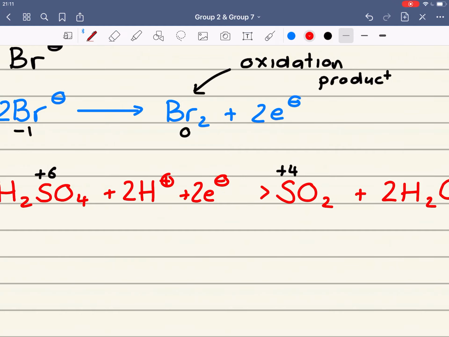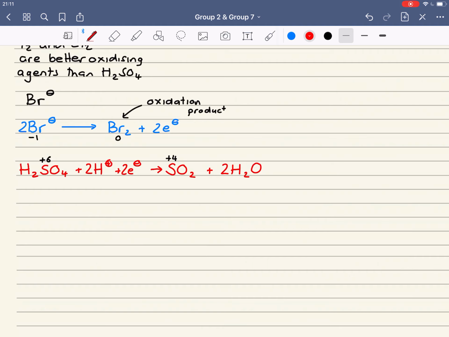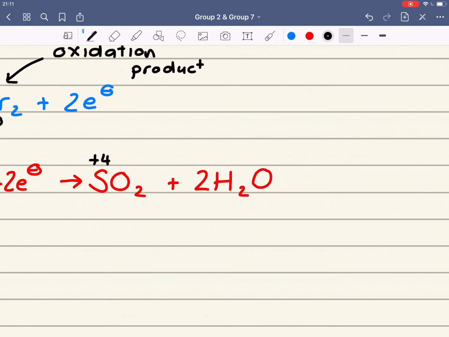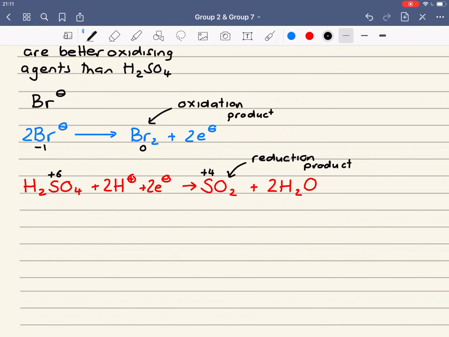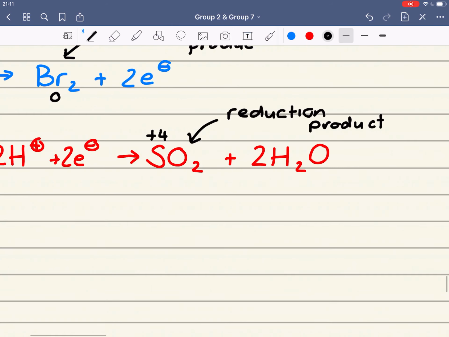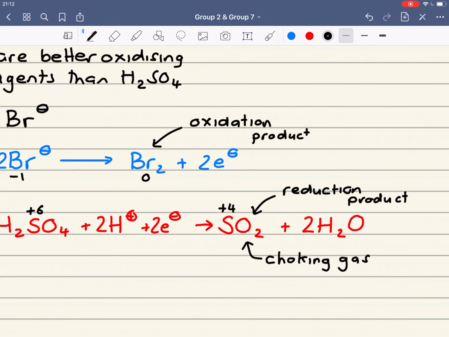Let me tidy that up a little bit. So that now is my half equation for the reduction. And because this is a reduction half equation, we would call this thing here the reduction product. It's what's produced from the reduction half equation. Now, this SO2 is observed as a choking gas. Just to let you know that the Br2 is usually an orange liquid, but sometimes orange fumes as well.